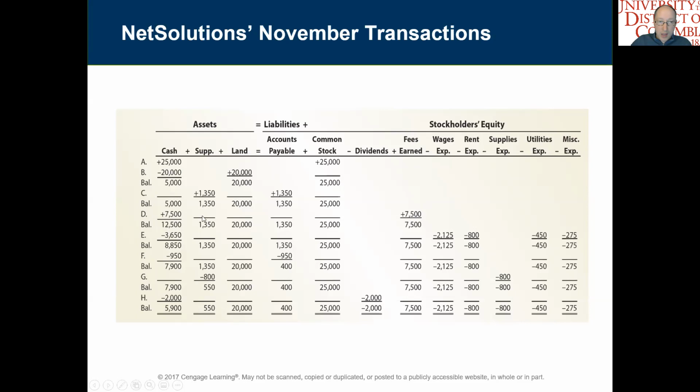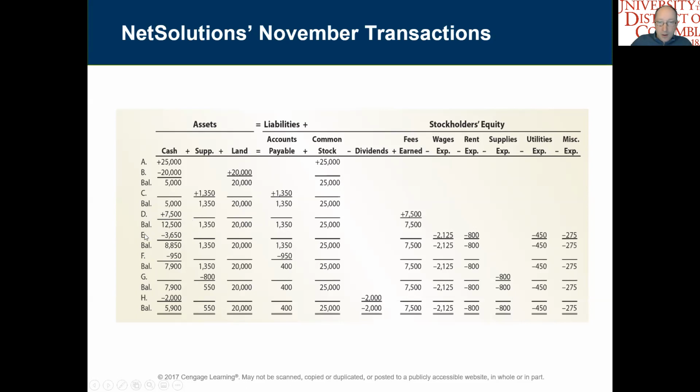$12,500. Our supplies, our inventory account, remains at $1,350. Our land is still at $20,000. Our accounts payable is still at $1,350. Our common stock is still at $25,000, but we've increased our sales amount by $7,500. The accounting equation is still in balance. So if you were to add these three components up, cash, supplies, and land, and you were to add up accounts payable, common stock, and fees earned, you'll see that they're still balanced, they're still equal.